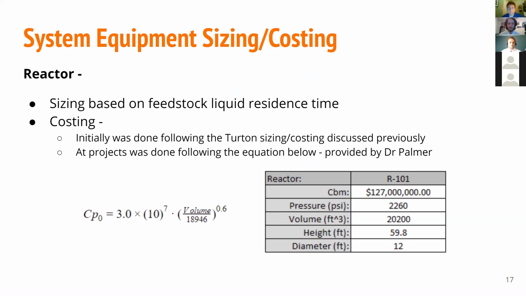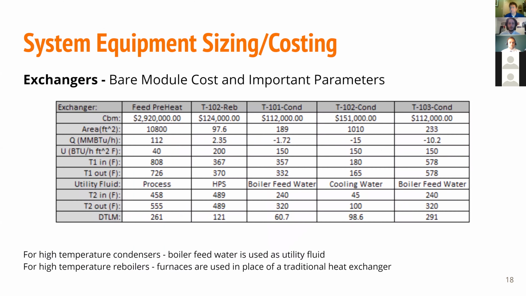And it also took into account a pressure factor, which changes the cost based off of the operating pressure of the vessel. Ours being so high, upwards of 2,000 psi, obviously increased that price. Next, the exchangers were costed based off of a duty reported by KimCAD and a utility stream decided by the operating temperature of that exchanger.